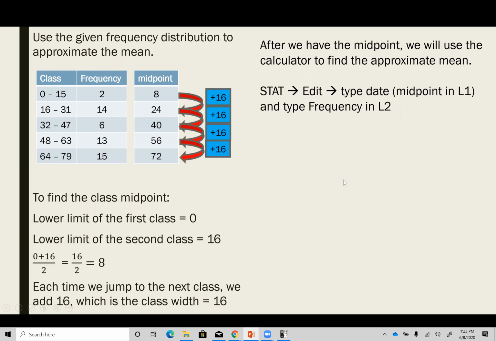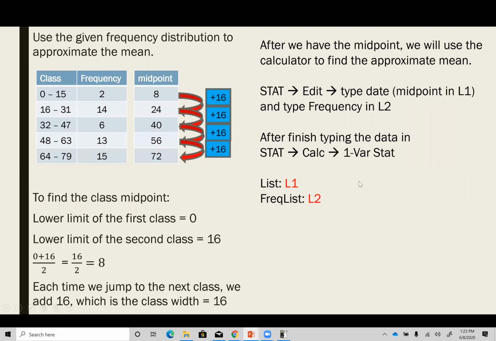Once you type in L1 and L2, what you need to do is go to the calculation. We need to go stat, calculate, 1 for stat. And then when you have your window prompt on, your list, you have to type in L1. Your frequency list, you have to type in L2. And for your calculation, you just select calculate, press enter, and they should give you your answer.